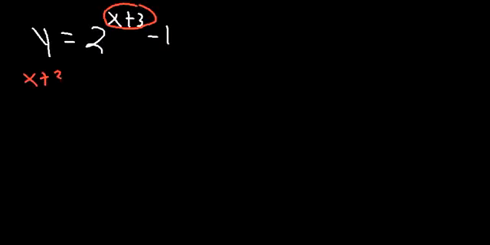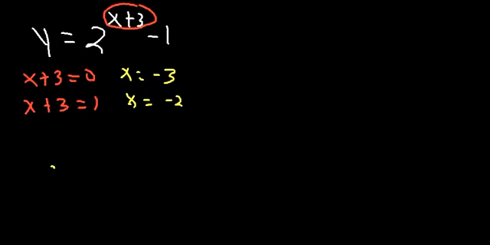So now we're going to focus on graphing exponential equations. So let's say we have y is equal to 2 to the x plus 3, minus 1. Now, what you want to do is set the exponent equal to 2 numbers, 0 and 1. So if you solve for x, you get negative 3 and negative 2. These are the points that you should plug into your x and y table, which I would recommend for this type of problem.